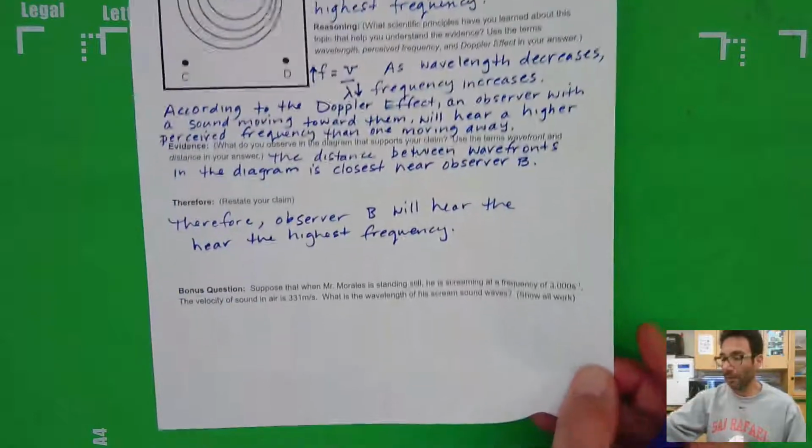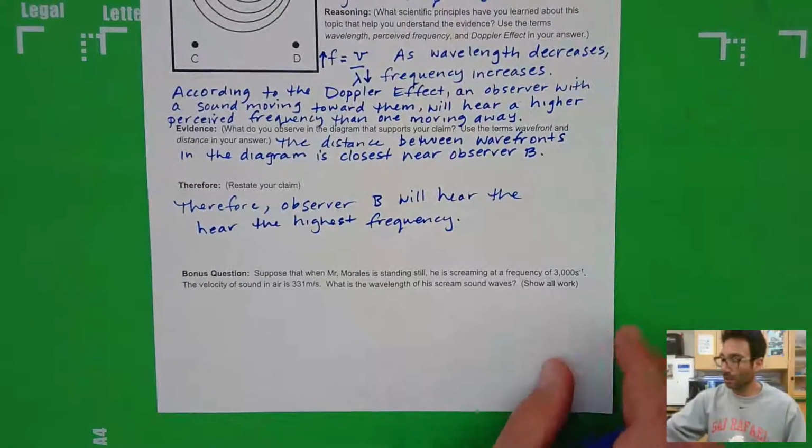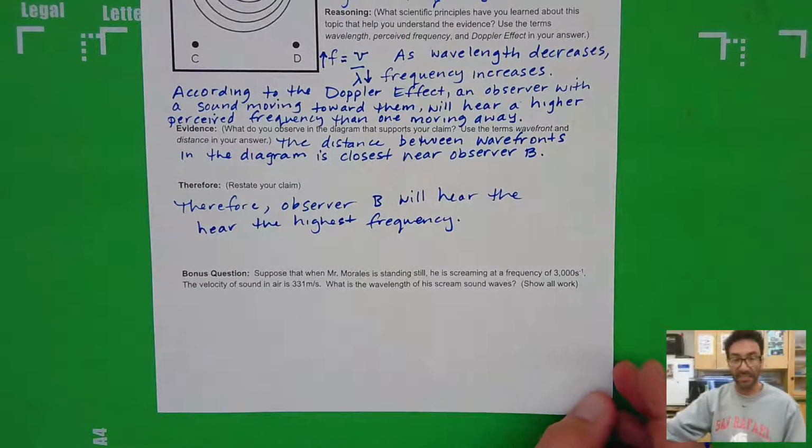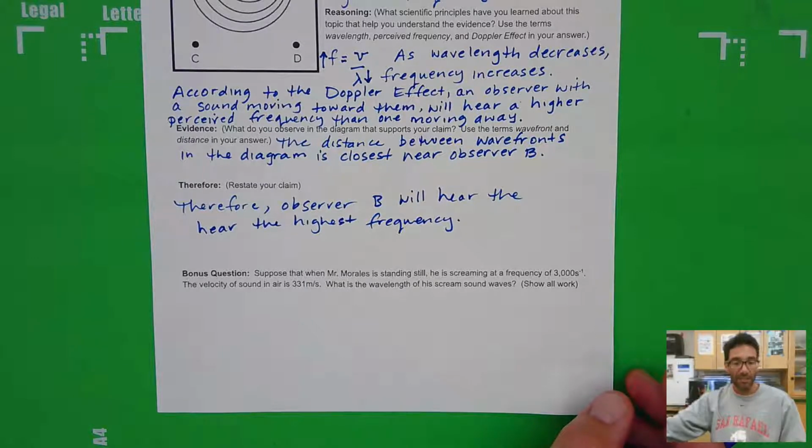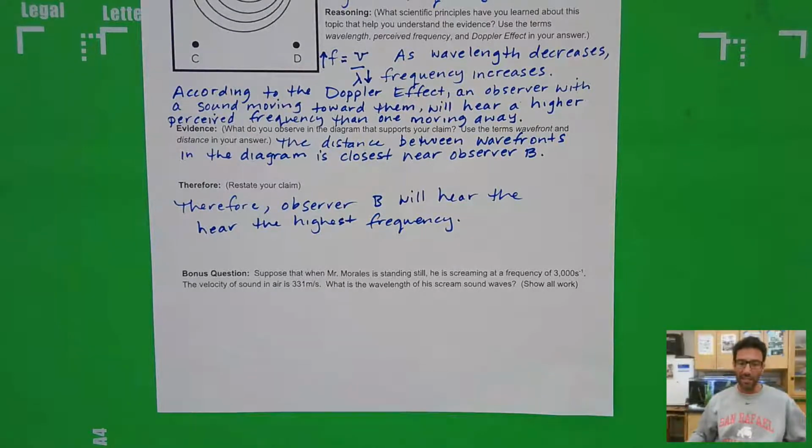Okay, let's take a look at our bonus question. A little math. Suppose that when Mr. Morales is standing still, he is screaming at a frequency of 3,000 inverse seconds or hertz, cycles per second. The velocity of sound in air is 331 meters per second. What is the wavelength of his scream? Sound waves. Show your work.